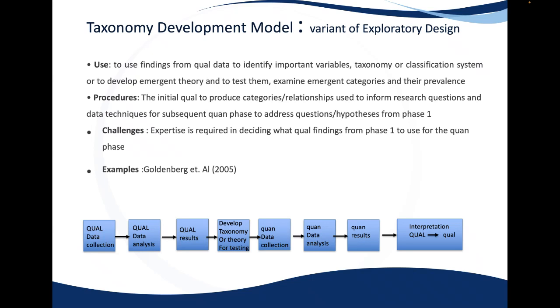Right, so this is another type of variant of exploratory design. Remember, it's sequential, but remember, the other variant allowed you to develop an instrument. This one allows you to develop a classification system. So you collect qualitative data, you analyze it, you have results, then you say, okay, let me develop a theory around these results.